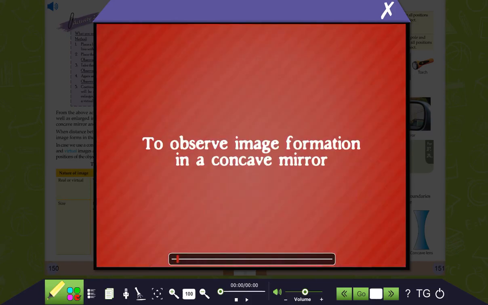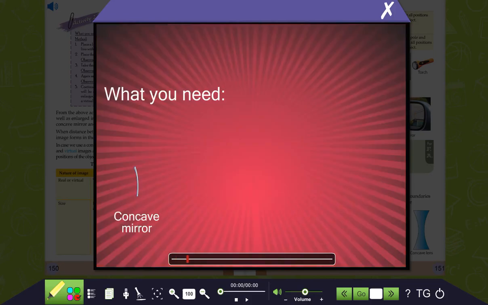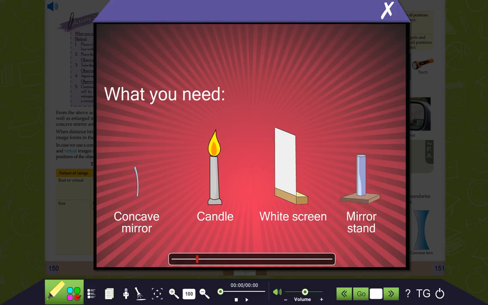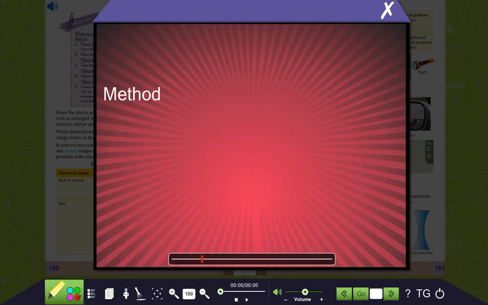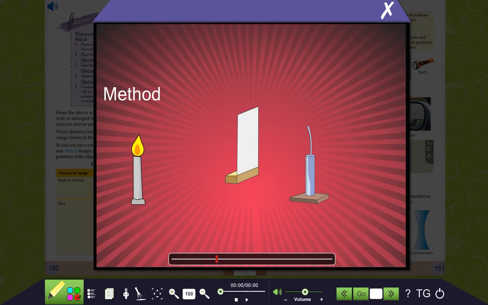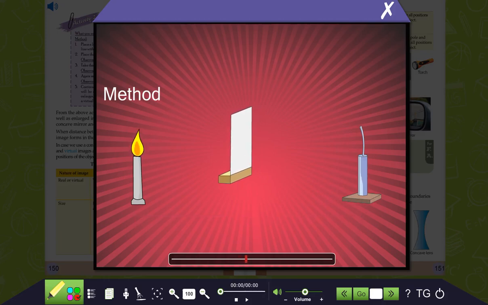Activity 2. To observe image formation in a concave mirror. What you need? A concave mirror, a candle, a white screen and a mirror stand. Method. 1. Place a lighted candle on a flat surface in a dark room. Also place a white screen and a concave mirror in line with the candle. 2. Place the mirror at a large distance from the candle, say 50 cm. Move the screen away from the mirror.